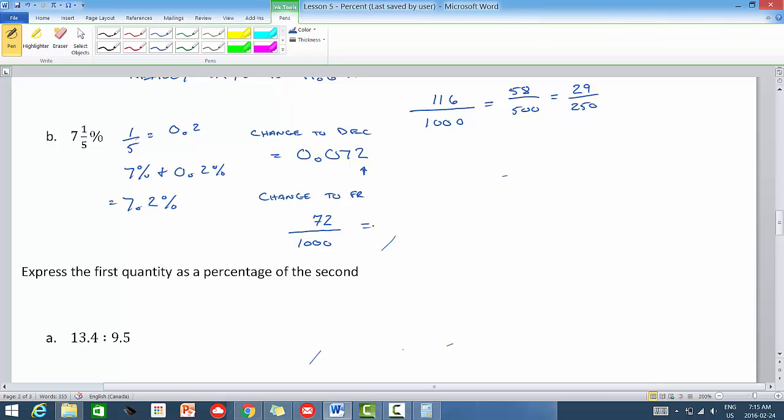72 divided by 2. We'll start off with easy stuff. That is 36 over 500. Divide by 2 again, we can have 18 over 250. Divide by 2 again, we can have 9 over 125. And we can only divide by 3 or 9. So 125 divided by 3 doesn't quite work. Okay, so that's as far as you go. So 7 1/5% is the same as 9 over 125.